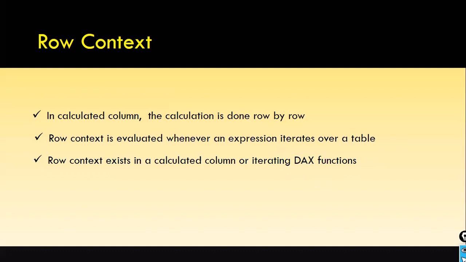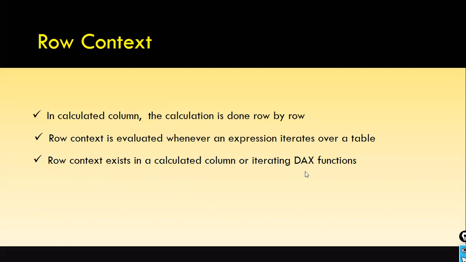The row context exists in the calculated column because, as the name suggests, calculated column calculations are performed row by row. In that case, the row context comes into the picture because it performs the calculation row by row.